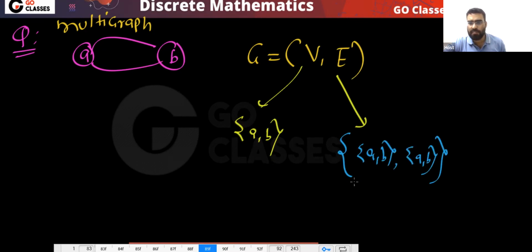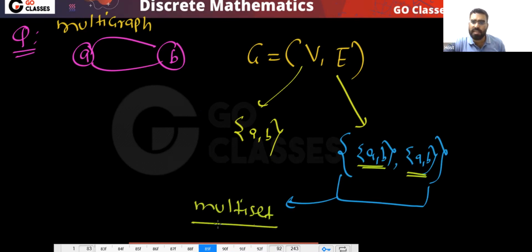Is this a set? In this you have two same elements. Is this a set? So this is a multi-set. Remember, this is not a set. This is a multi-set. So in a multi-graph, we have a multi-set.